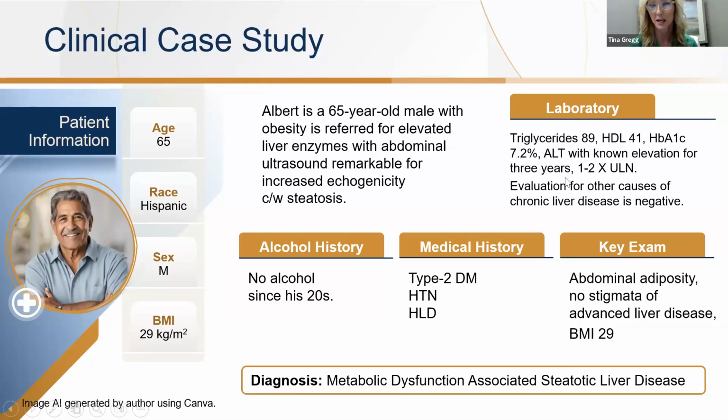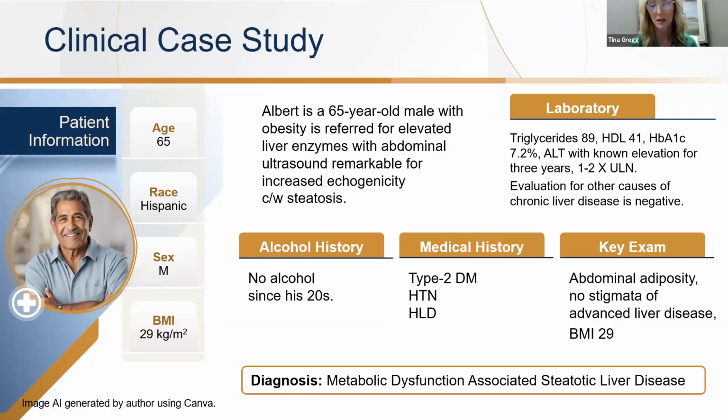His ALT has been elevated for about 3 years, 1 to 2 times the upper limit of normal, so below 100. He's had a workup and evaluation for other causes of chronic liver disease, including viral hepatitis, autoimmune hepatitis, and genetic causes, which is negative. He's had no alcohol at all in 45 or so years, so that rules out alcoholic liver disease. Medical history is pertinent for type 2 diabetes, hypertension, hyperlipidemia.